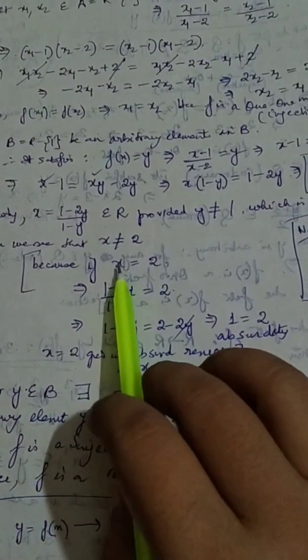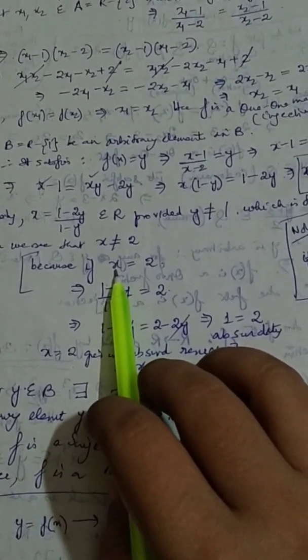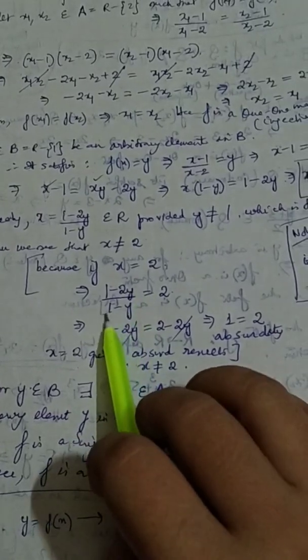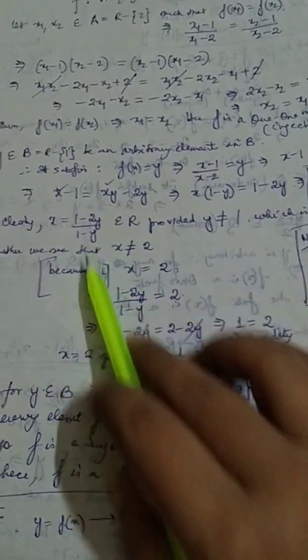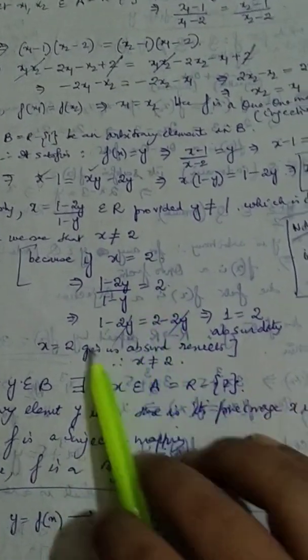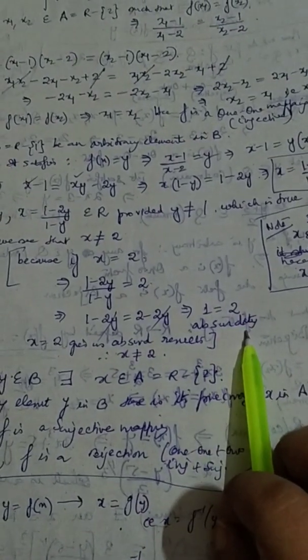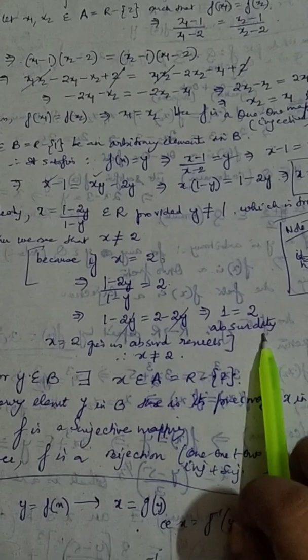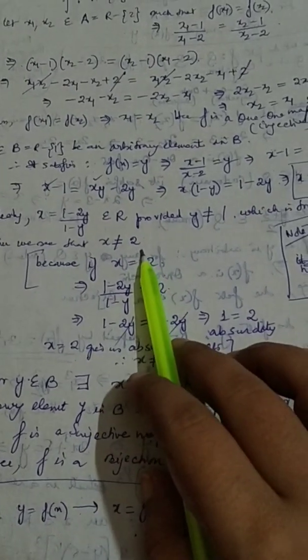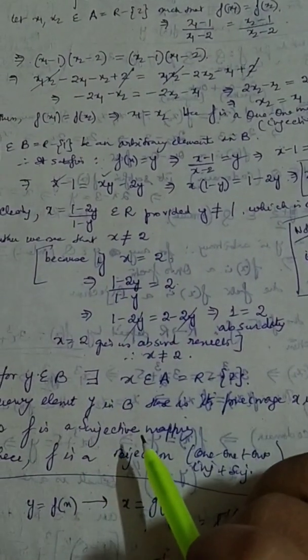1 minus, replacing x now, I am cross checking actually, 1 minus 2y by 1 minus y, which we got in the previous step, is 2. Cross multiplying, we get 1 is equal to 2, which is not at all possible, which is something very absurd if x is equal to 2. So therefore definitely x is not equal to 2.